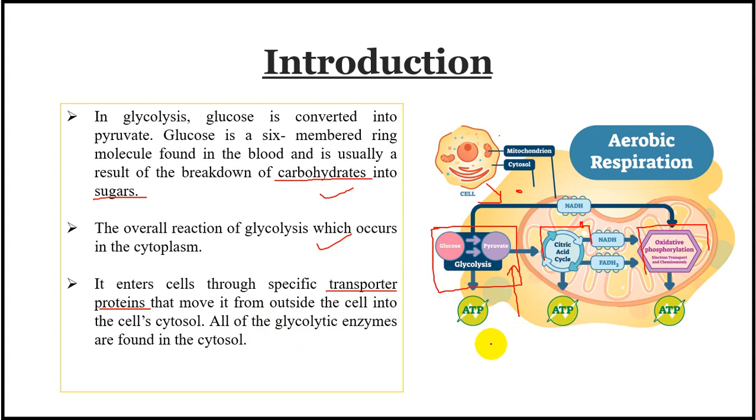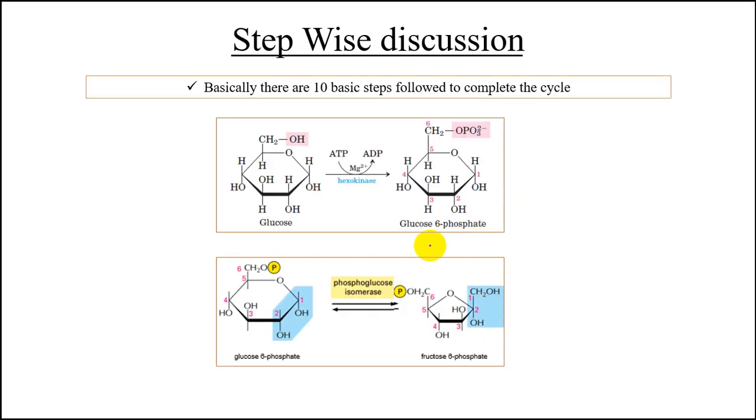So what happens in glycolysis? The six-carbon molecule of glucose is oxidized to generate three-carbon molecules of pyruvate. So pyruvate is formed, but the six-carbon molecule of glucose is converted to three-carbon molecules of pyruvate. Now we will see it stepwise. There are basically 10 steps in glycolysis. The 10 steps complete the full process, so we will see all the steps one by one.